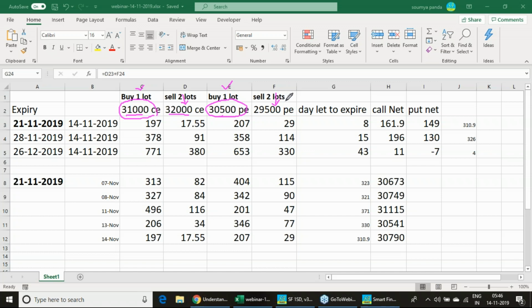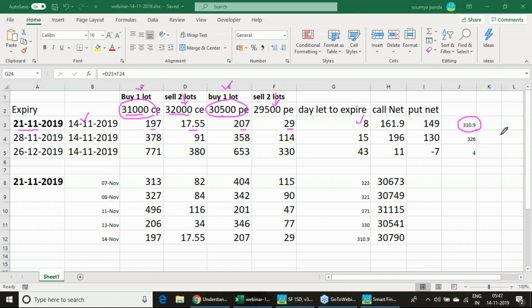If I initiate this trade today, on 14th of November, with 21st November expiry, I am buying the 31,000 call option at 197 and the 30,500 put option at 207, and selling the 32,000 call option and the 29,500 put option, each two lots, at 29 and 70 rupees 15 paisa. Only 8 days are remaining till expiry. So it says that 311 rupees of money I have to pay.